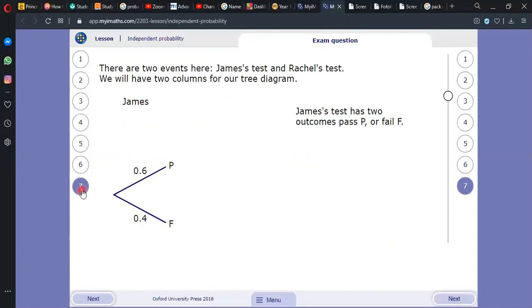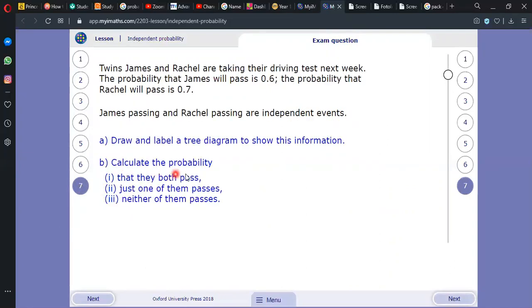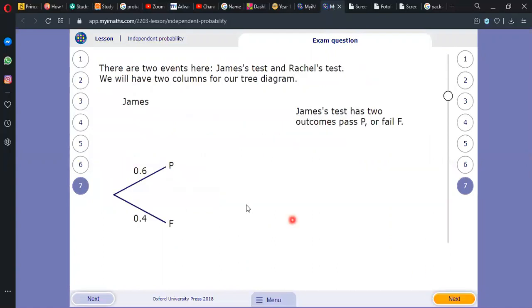All right, let's take a look at the other questions. We have to calculate the probability that they both pass, just one of them passes, neither of them passes. All right, let's get into it now.